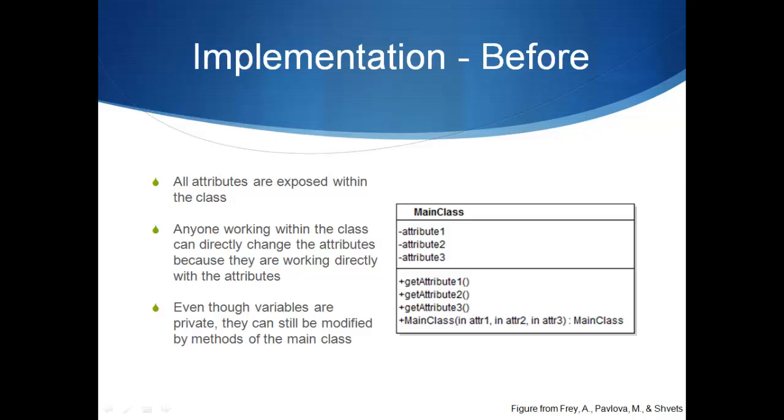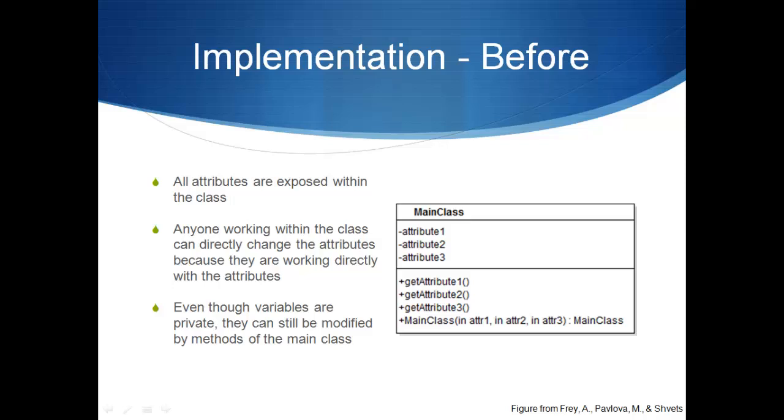So what does this look like? Here you go. This is before the private class data pattern is implemented. You have your main class, you have all your variables, attribute 1, 2, and 3, and then you're going to have various methods to go along with that.